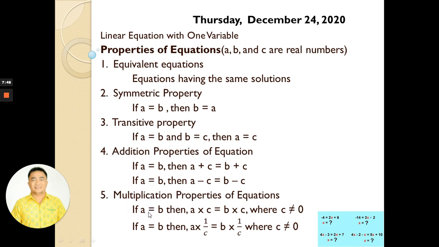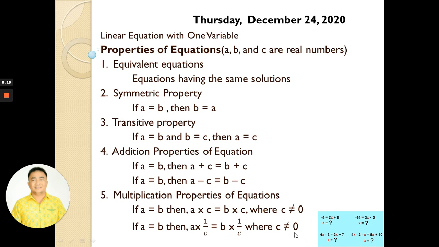Multiplication property of equation. The same as number 4, only we multiply. So a times c is equal to b times c, as long as c is not 0. Because if c is equal to 0, then everything will be 0, because any number multiplied by 0 is 0. For the second one, a equals b, then we multiply by 1 over c, they're just the same, equal, as long as c is not equal to 0.